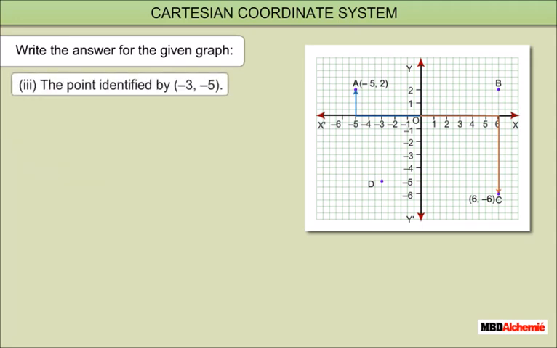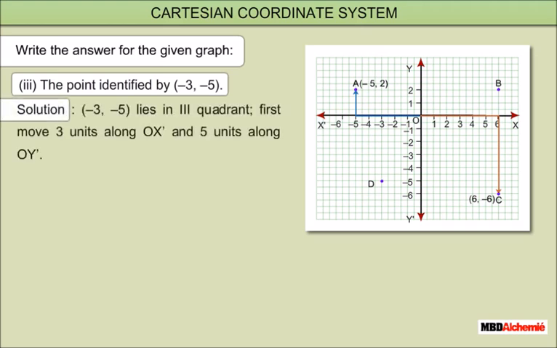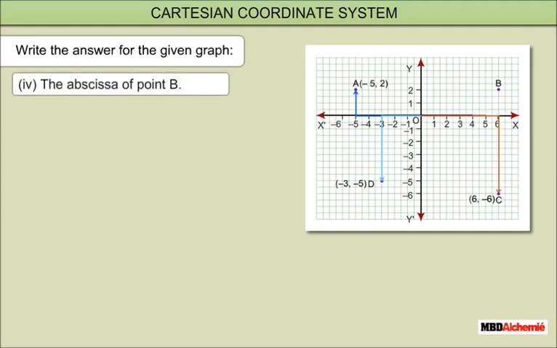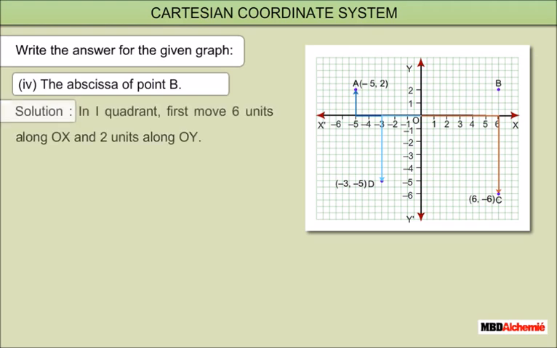3. The point identified by (-3, -5). Solution: (-3, -5) lies in the third quadrant. First move 3 units along OX' and 5 units along OY'. So the point identified by (-3, -5) is D. 4. The abscissa of point B. Solution: In the first quadrant, first move 6 units along OX and 2 units along OY. So the abscissa of B is 6.